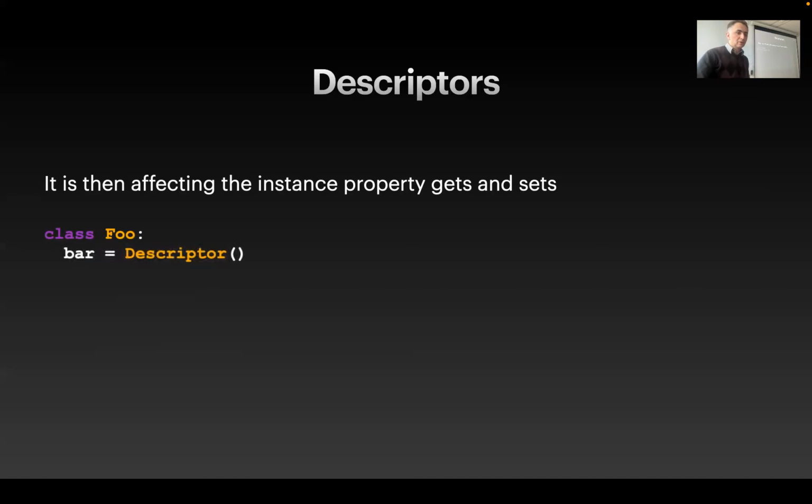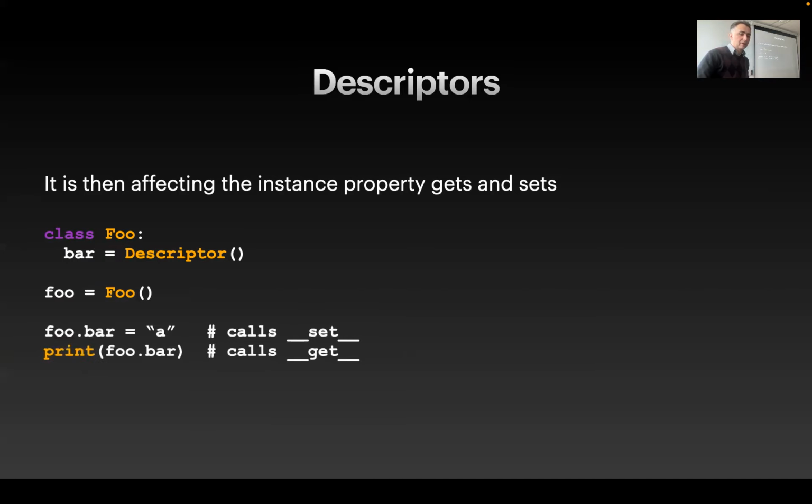So what we have is basically that you do something like this. You define the descriptor as a class variable. You then create an instance, and when you call foo.bar equal to a, this calls the set of the descriptor, and when you call foo.bar, this calls the get of the descriptor, right? But you're doing this at the instance level, not at the class level.